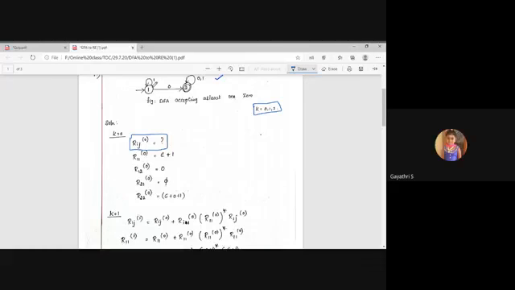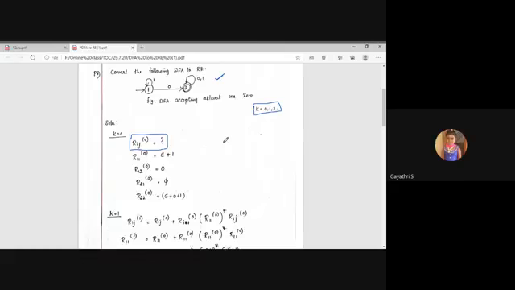R11 represents the same state transition. For an automaton with 2 states, how many possible transitions are there? R11 represents the same state, R12 is a possible transition, and then R21 and R22. So there are 4 transitions. You have to calculate R11 power 0, R12 power 0, R21 power 0, and R22 power 0.